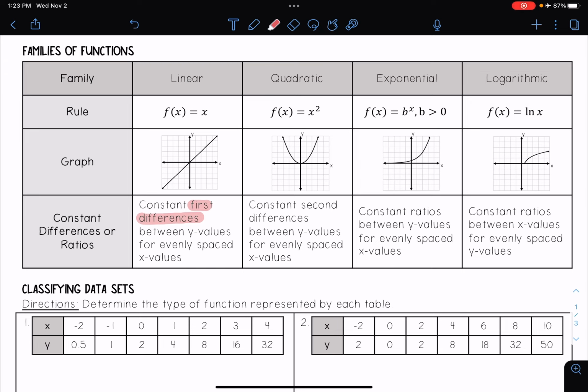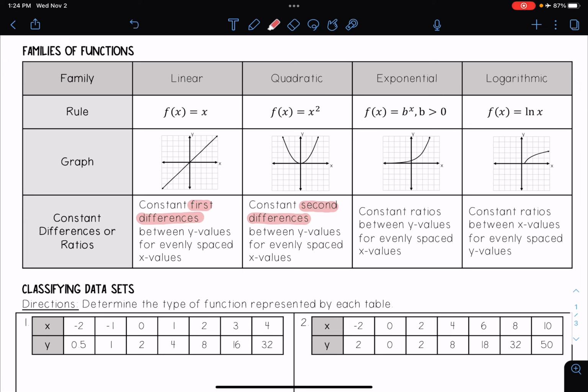For a quadratic, on the other hand, its rule is f of x equals x squared, and remember that creates this parabola shape. It's pretty similar to linear, except here we see it has constant second differences between y values for evenly spaced x values. And we'll see an example of that here in a second.